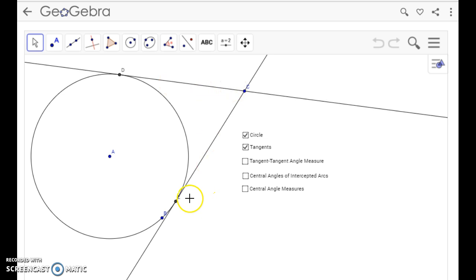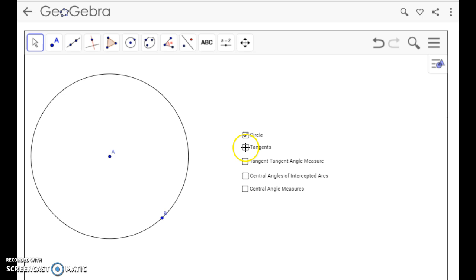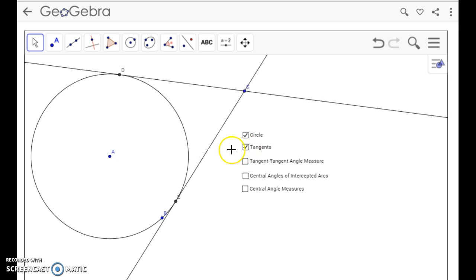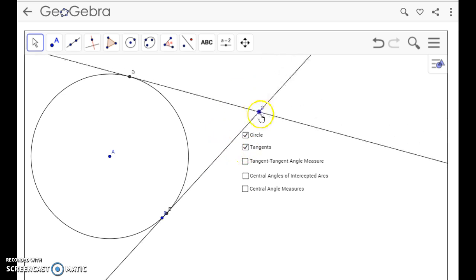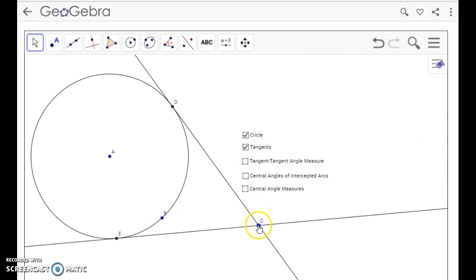This one might be tough to read, but that's a point E down there. So segment CE is also a tangent segment. So those tangents are given to us. I can deselect them if I want. Let's reselect and make sure that they're there. I can move this point around, and it doesn't change the fact that these are going to be tangents. It might just make it clearer to read them. So we want to know the measure of the tangent-tangent angle, which is told to us as 56.53 degrees.